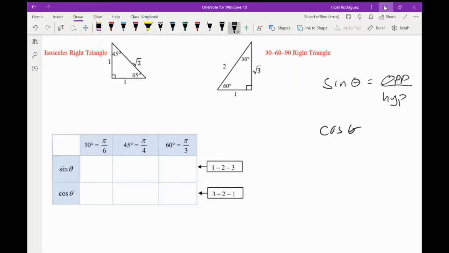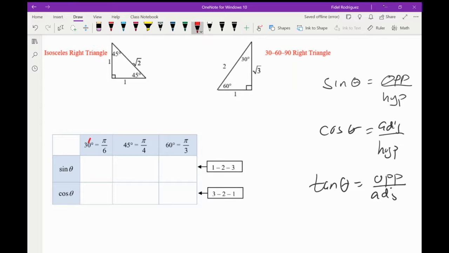So then the cosine of our angle, guys, is going to be what over the hypotenuse? Anybody remember? The adjacent. Excellent. And then the tangent of our angle. Anybody know how we define the tangent of the angle again? Something over something else. Opposite over adjacent, right? Perfect. Okay.